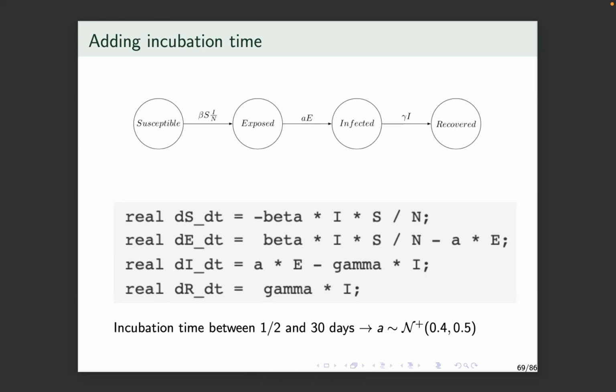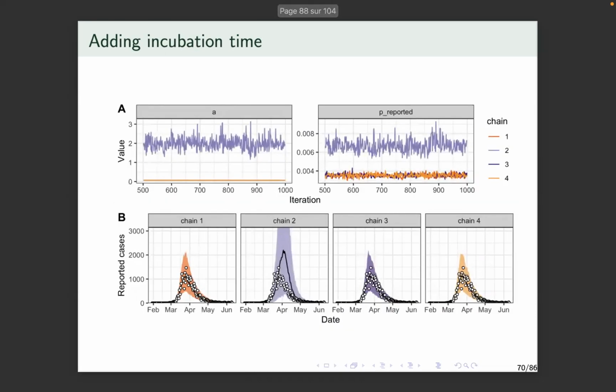After we've done that, we can try again to fit our model to our data, and still no luck. We have made some progress because if you look at chain 1, 3, and 4, we can see that when we do a posterior predictive check, it seems to be fitting the data quite well. But we see that chain 2 is still quite off. And we can see that for some parameters like A, chain 2 is not exploring the same region of the parameter space. So we want to dig a little bit deeper.